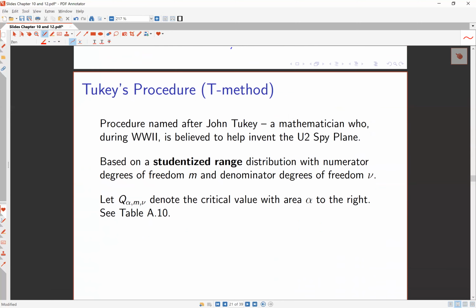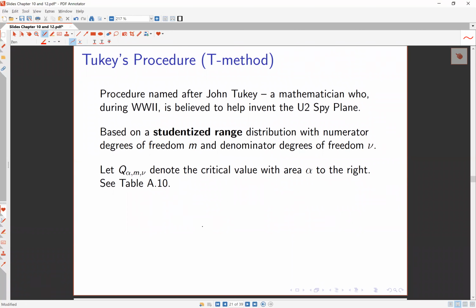Now, there are different approaches to constructing these confidence intervals. But the method we're going to focus on today is known as Tukey's procedure, or sometimes just called the T method. Now, John Tukey, one of the early mathematical statisticians, had one of his big claims to fame during World War II, when it is believed that he helped to invent the U-2 spy plane. He was also one of the first founders of an academic discipline of statistics.